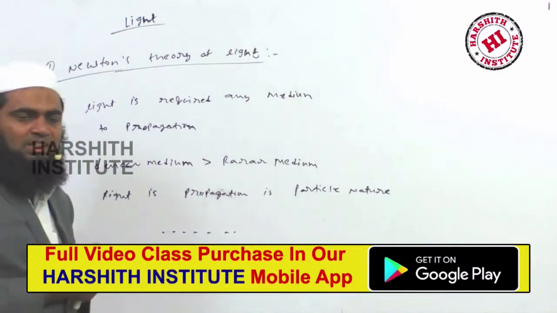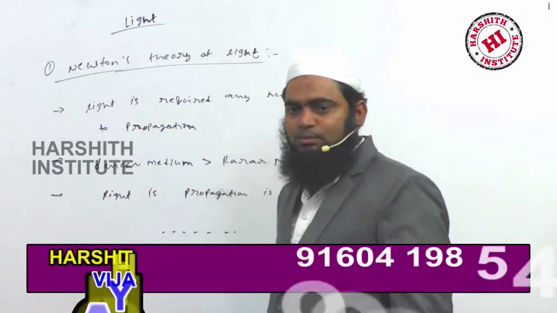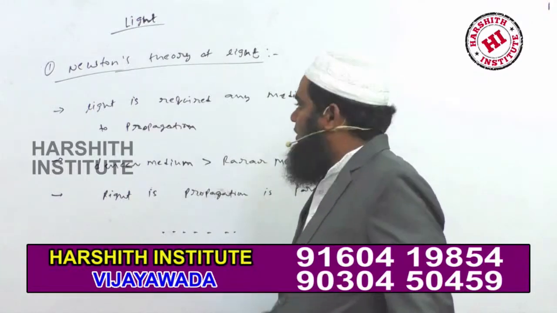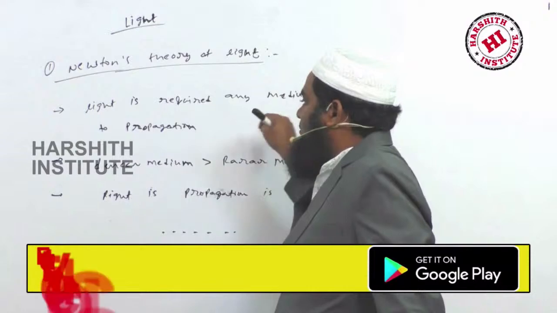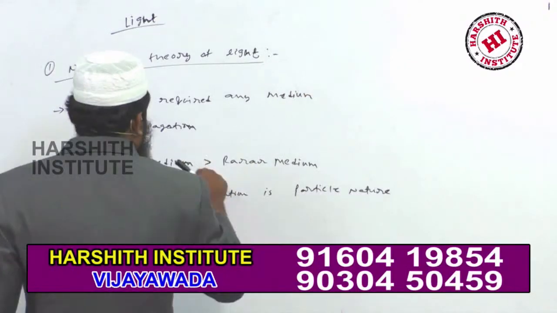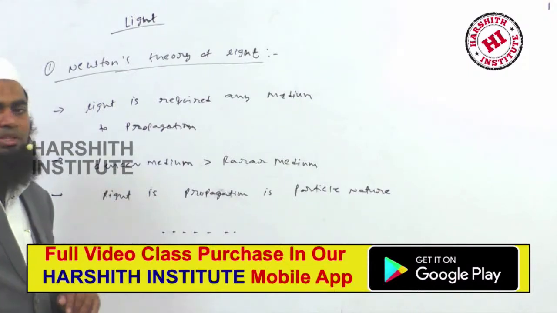This is the first scientist to give information about these postulates. The light theory by Newton has a first principle: light requires a medium to propagate. So this is the first condition. The velocity of light is maximum in a denser medium and minimum in a rarer medium.